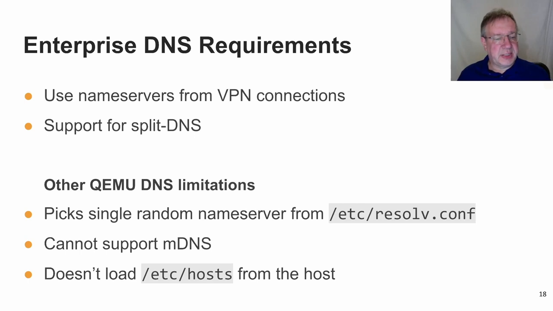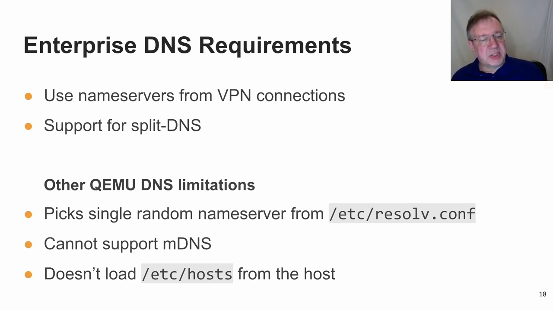QEMU provides DNS to the virtual machine by randomly choosing a single name server from resolv.conf on the host. This works well as long as it picks a working name server. I was surprised to learn how many Lima users actually had a broken name server configured along with their working ones, resulting in random DNS failures in their virtual machines. This approach is also insufficient in many enterprise environments, where you have to configure one or more virtual private network connections, which in turn may provide additional name servers that resolve names for internal domains.